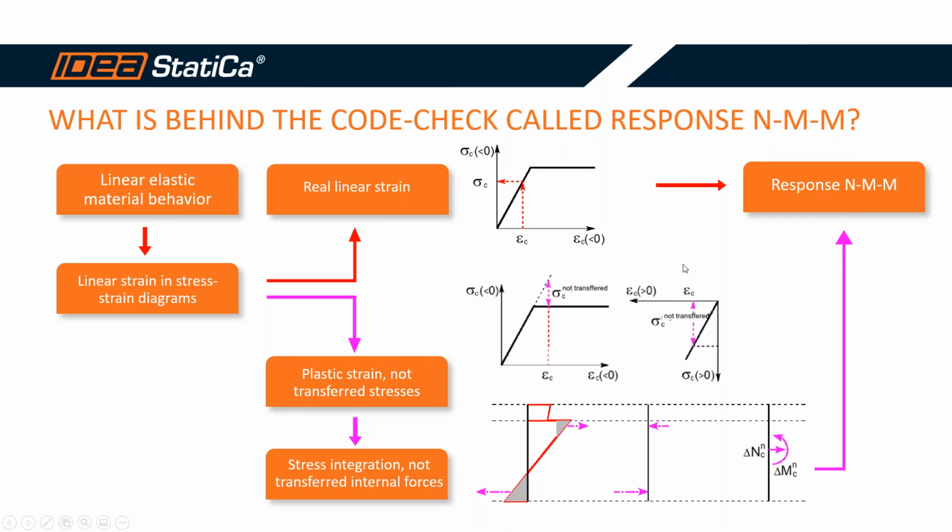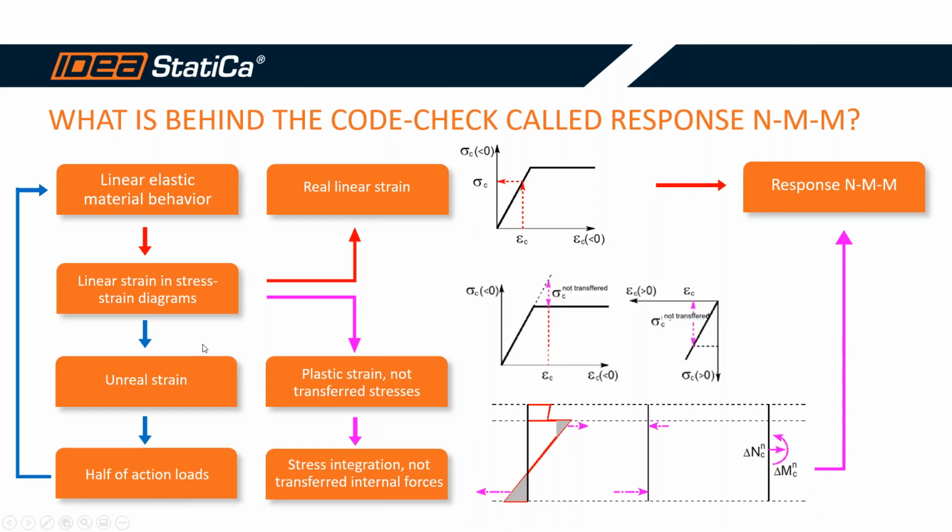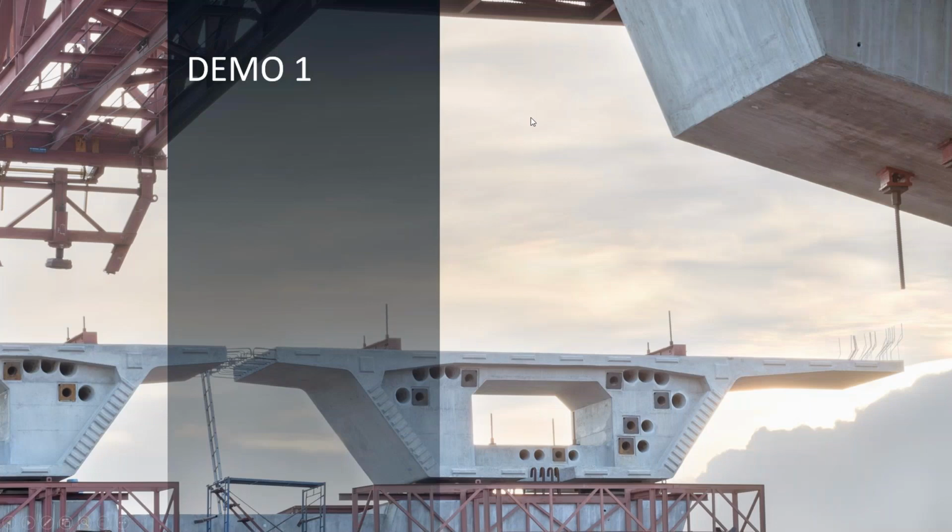So this is the usual procedure, but we can also have the situation that the strains are unreal. In other words, they are out of the stress strain diagram. So in that case, we need to reduce the action loads and go back to the beginning and start with the lower internal forces, subject them to the section, and again calculate the linear response. So I hope this picture helped you to understand it better.